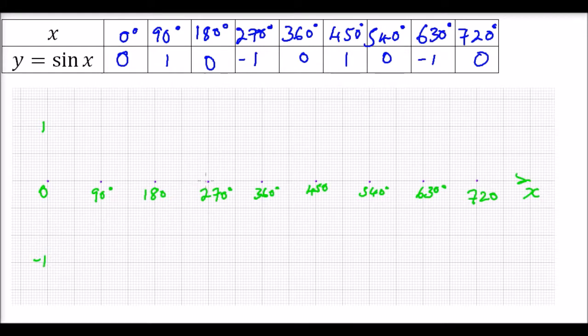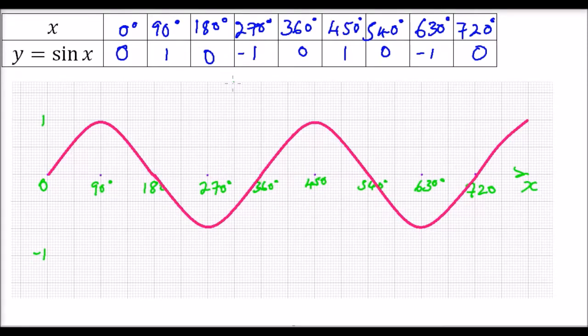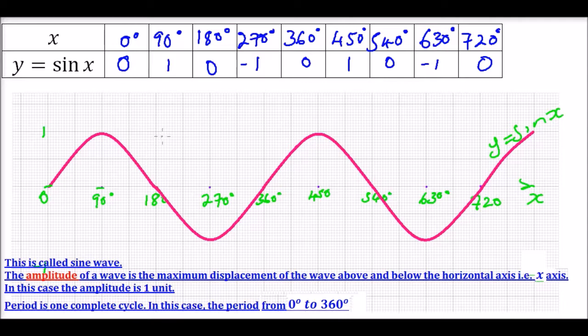Now with this, we are going to plot the graph of y equals sine x. Using your free hand, you join these points and you come up with a graph. This is a graph of y equals sine x. This is referred to as a wave. For this sine wave, there are terms that we use in describing the wave.